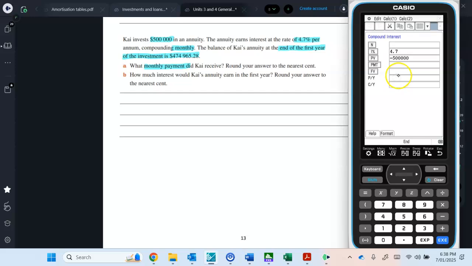Compounding monthly, so we need to put the 12 here and the 12 here. The balance of Kai's annuity at the end of the first year of the investment is that. So we're only investing it for 12 months. So your N is going to be 12, and your future value, put that number in, 474,965.28. Now it is positive because if Kai wanted to, that money would come back to them.